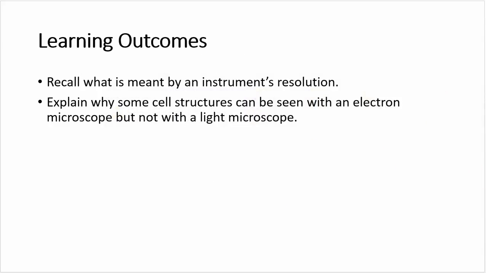We've got two learning outcomes for this lesson, and it follows on from the lesson on microscopes, or the electron microscope. So we're going to recall what is meant by an instrument's resolution. We're going to explain why some cell structures can be seen with an electron microscope but not with a light microscope.